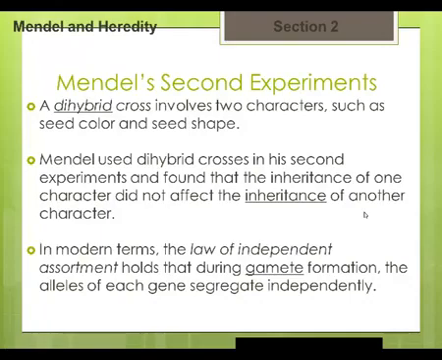If there was independent assortment, he would have concluded that maybe the allele for green could mix with the height gene or the seed shape gene. In this case, he found that they sorted independently. So the law of independent assortment holds that during gamete formation, during sex cell formation, the alleles of each gene separate independently. So when alleles are separated into the gametes, they do not separate together.